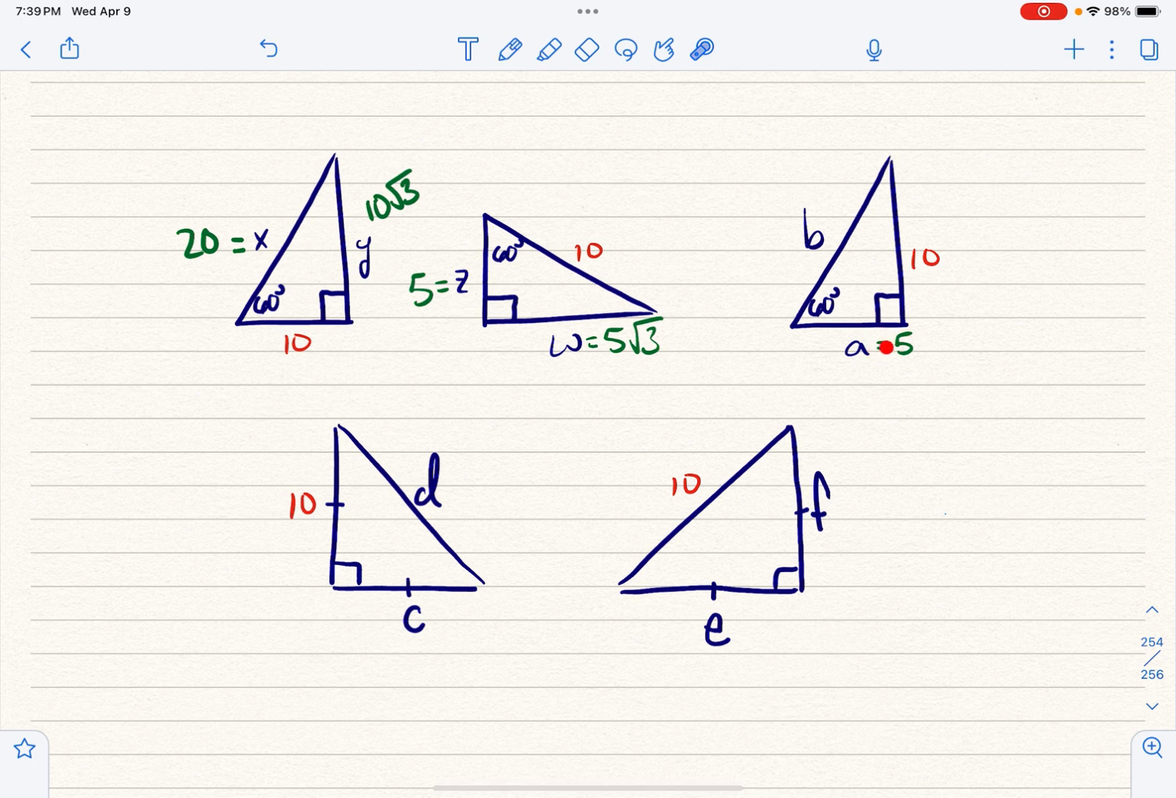And if this is 5, wait a minute. Oh my goodness. Did you guys hear that? Man, am I moving too fast.